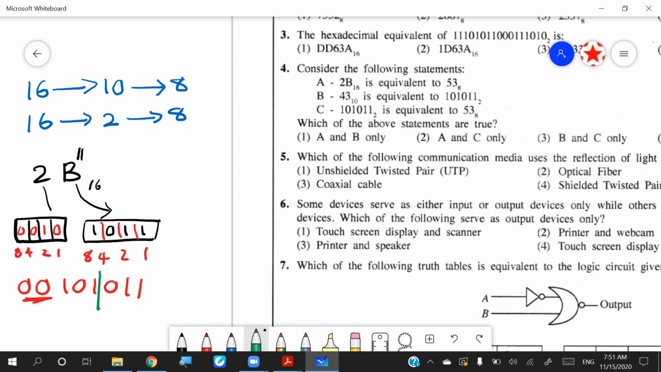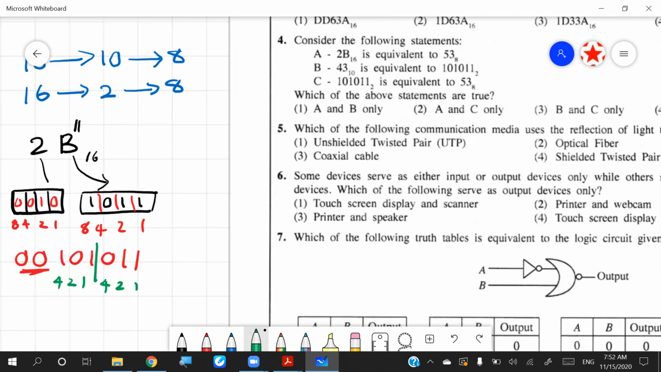So we are going to convert binary into octal. We are going to make the 3-bit groups. So these are the 3-bit groups, and 1, 2, 4 and 1, 2, 4 are the place values we have. Once we convert this, it's going to be 3 over here and 5 over here. So 53.8 comes. So the first one is correct.